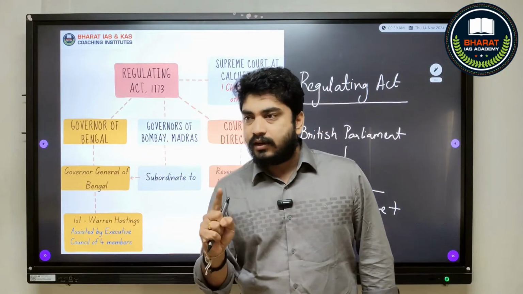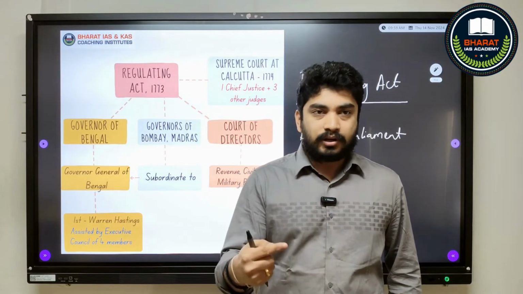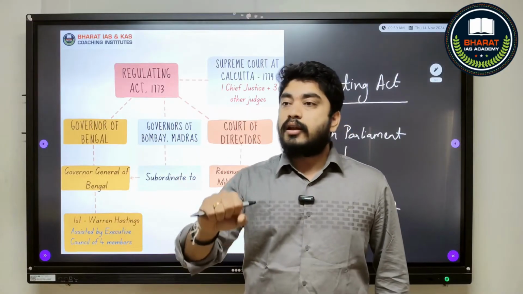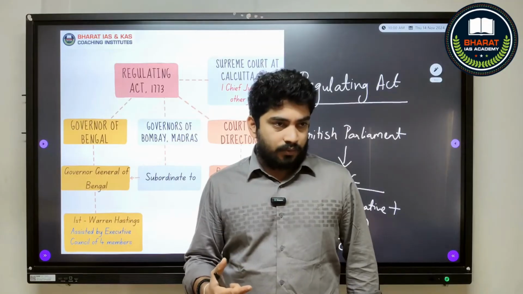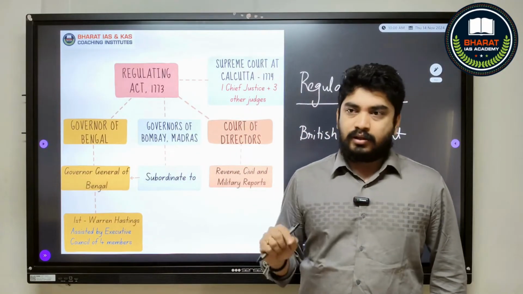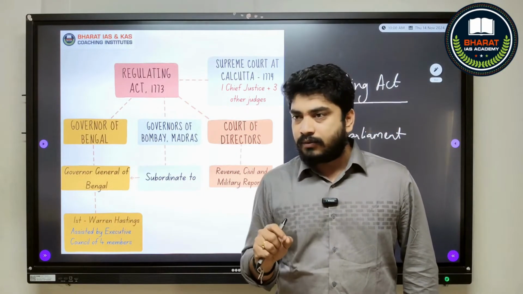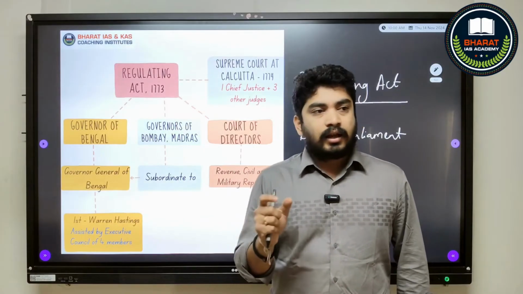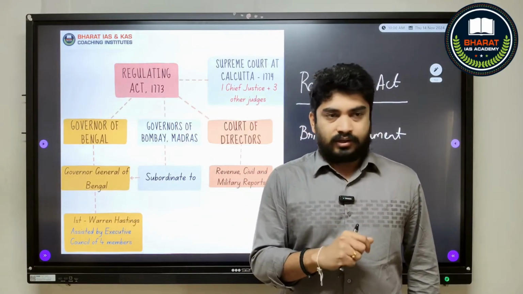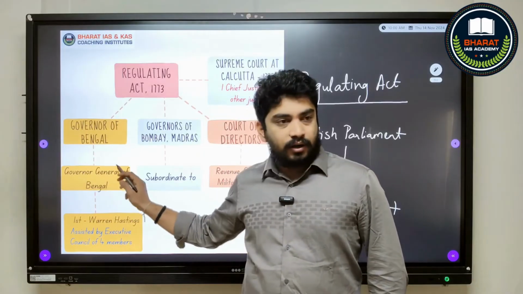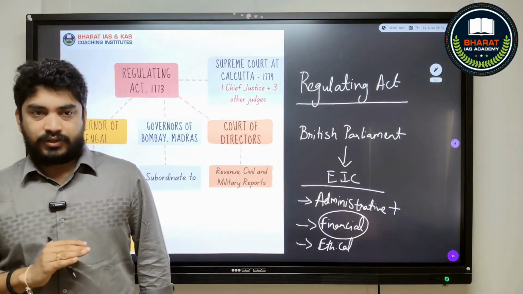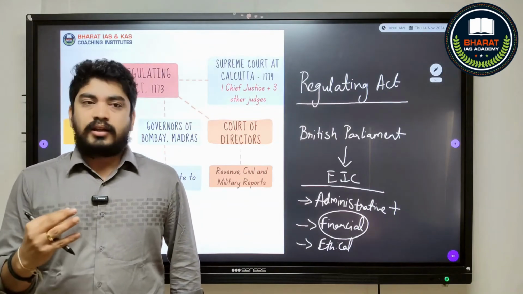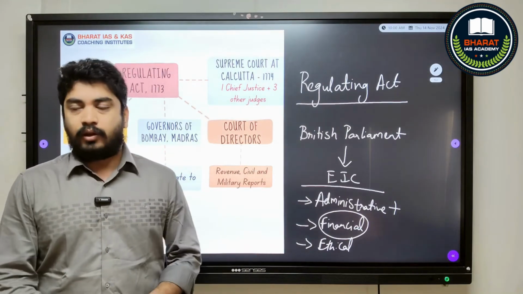So this was the first time a decision was taken by the British Parliament in order to centralize all the powers. Are you understanding? And for the first time a Supreme Court was set up in Fort William, Calcutta, with a Chief Justice and 3 judges to assist him. Moreover, this Governor General of Bengal was also assisted by a 4-member Executive Council. So these are some of the features associated with the Regulating Act.